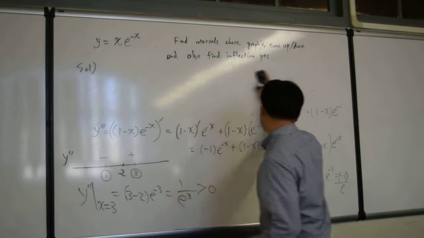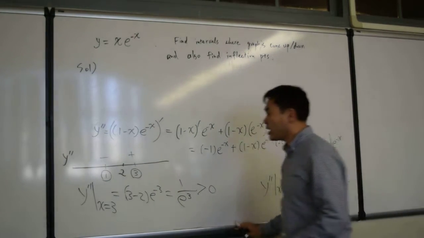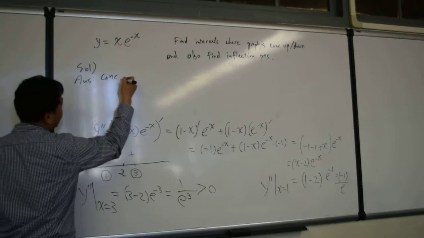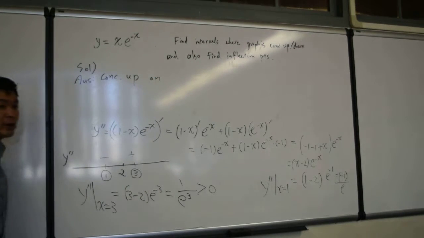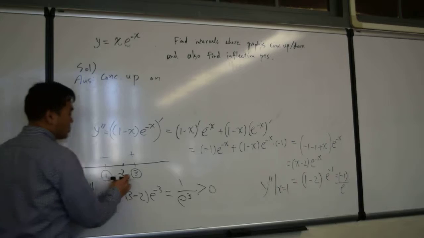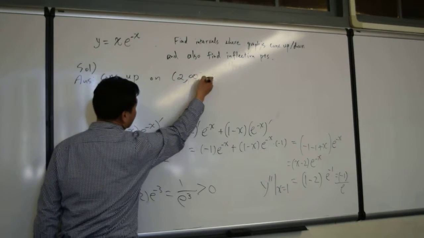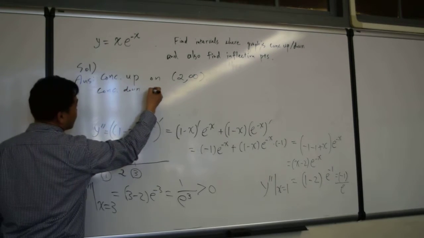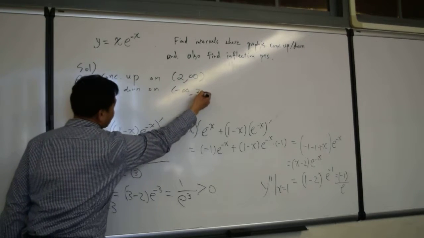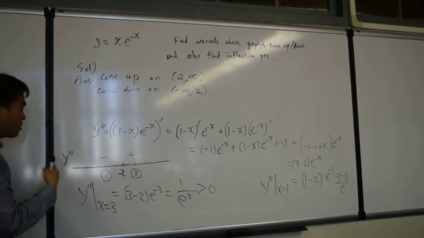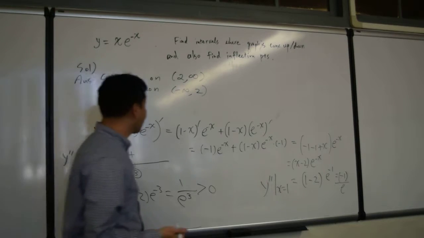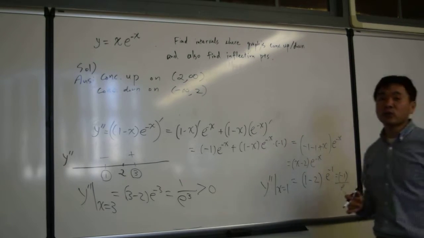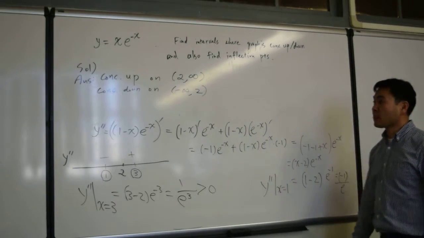So what's the answer then? Concave up where? The answer is concave up on 2 to infinity. And it's concave down on negative infinity to 2. So before 2, the value of the second derivative is negative, therefore the original function is concave down. Now, is there a change in concavity? Yes. So at 2, there should be an inflection point, right?